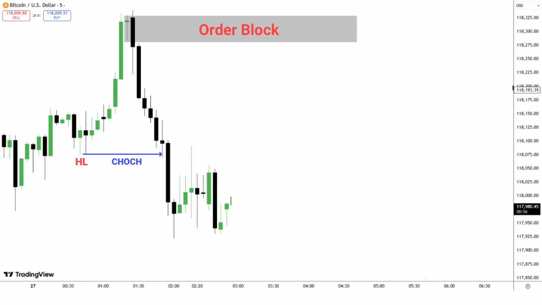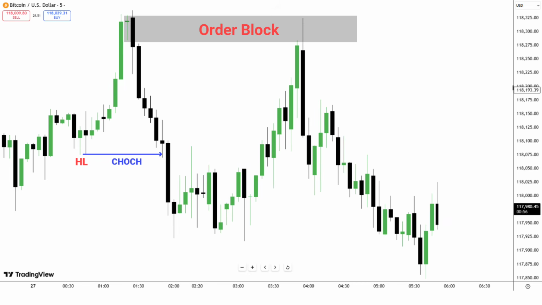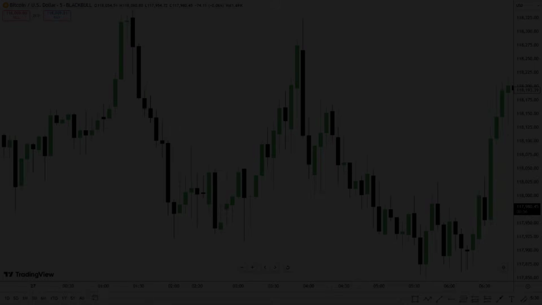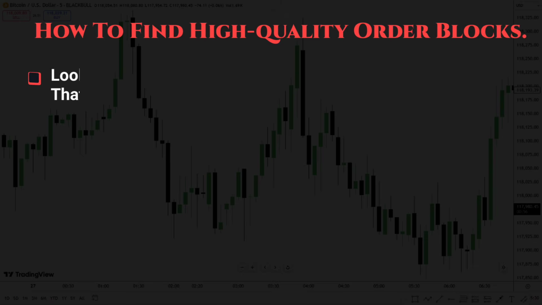Step 4. Wait for price to return to that zone in the future. If price comes back, shows a reaction, like slowing down, rejecting the zone, creating reversal candles, that confirms the order block is valid. But not every order block is strong. You need to filter them. Here's how to find high-quality order blocks.